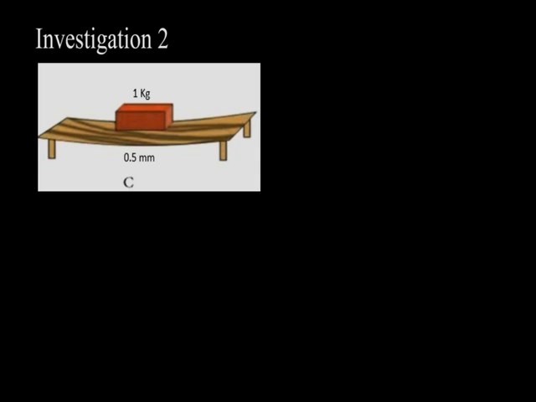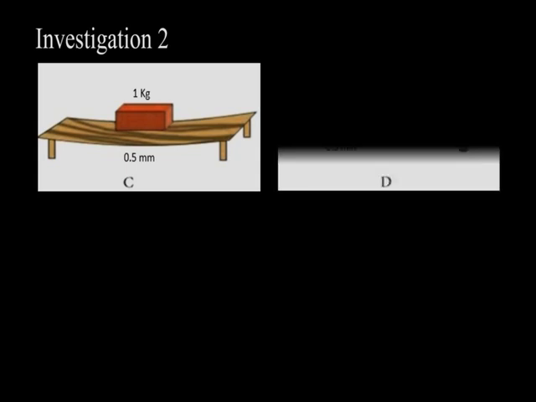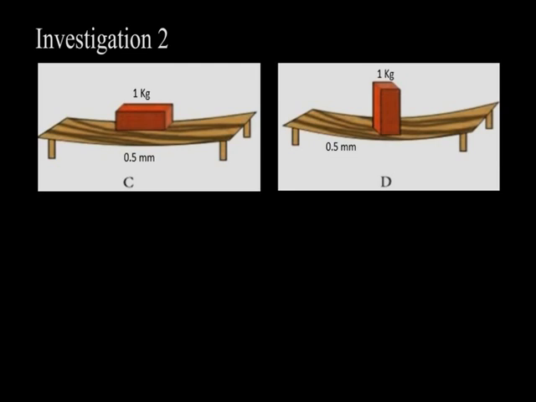Okay, in investigation 2, you can observe this is the plywood with a brick on it, and the thickness of the plywood is same. Here I am going to place the bricks a little bit in a different way. Please observe. Here in C we have placed a 1 kg brick on 0.5 mm plywood, and in diagram D we have placed a 1 kg brick on the plywood that is of thickness 0.5 mm.